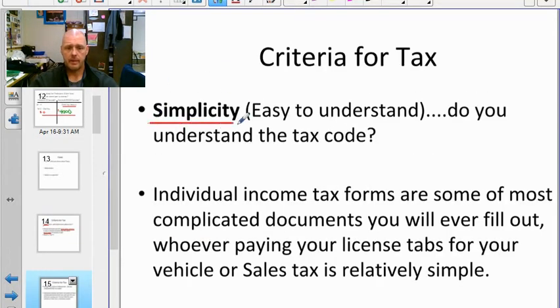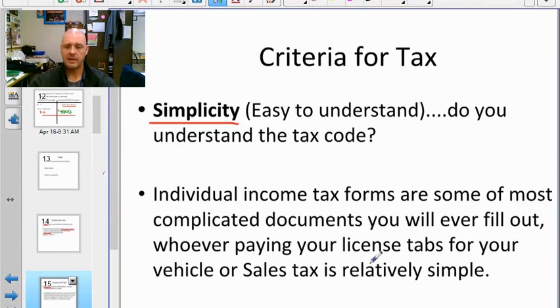Second one, is it simple? Is it easy to understand? Right? Sales tax is easy to understand. You go ahead and you buy something for $1, you pay an extra 6.5 cents. That's easy to understand. Our tax code is not simple. Okay, it's very difficult to understand. Hence why accountants can get $200 or $300 for filling out your tax return, because it's not simple. It's not easy to understand.